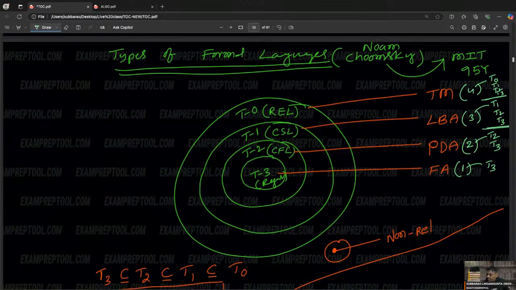PDA will accept type 2 to type 3. Finite automata will accept type 3. I hope everyone is fine.